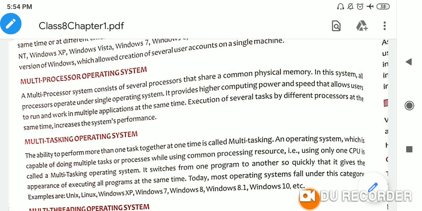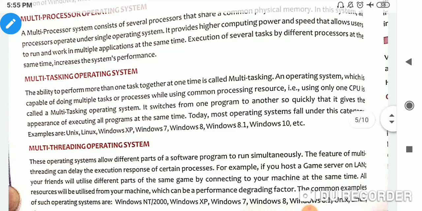Next is multiprocessor operating system. Any operating system that supports more than one processor to work on is called multiprocessor operating system. In this system, all the processors operate under a single operating system. It provides higher computing power and speed that allows users to run and work in multiple applications at the same time.